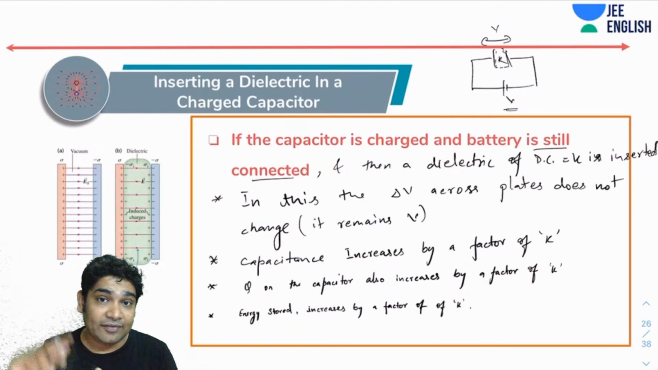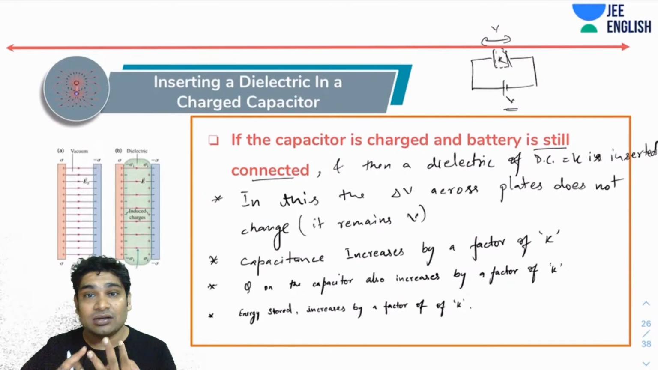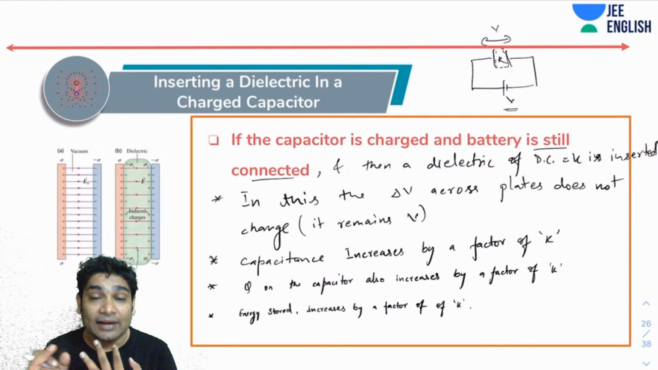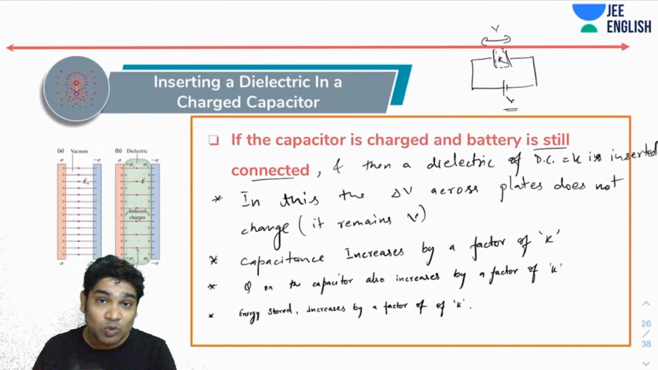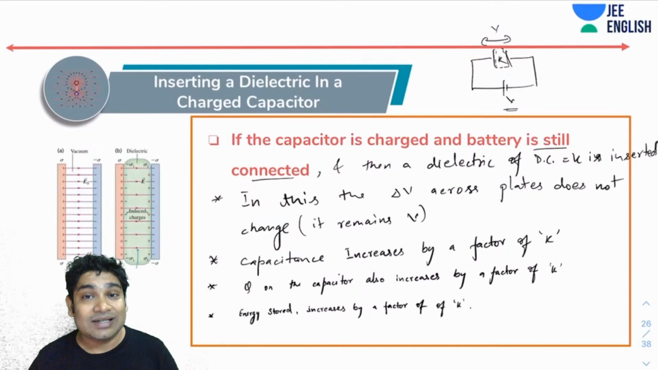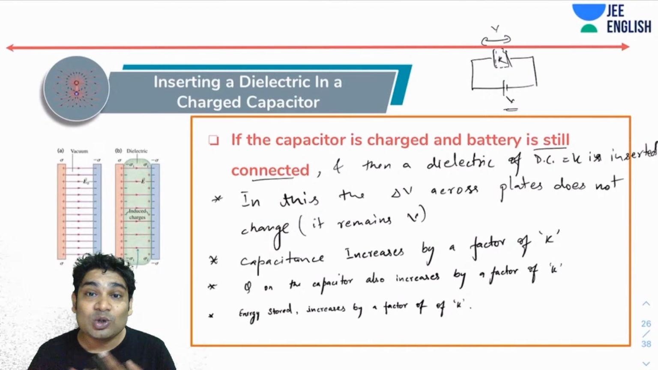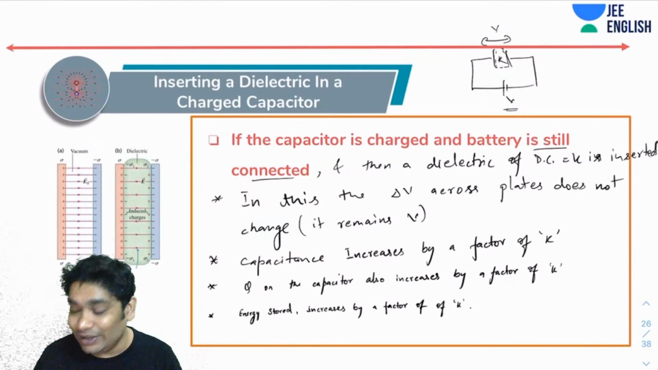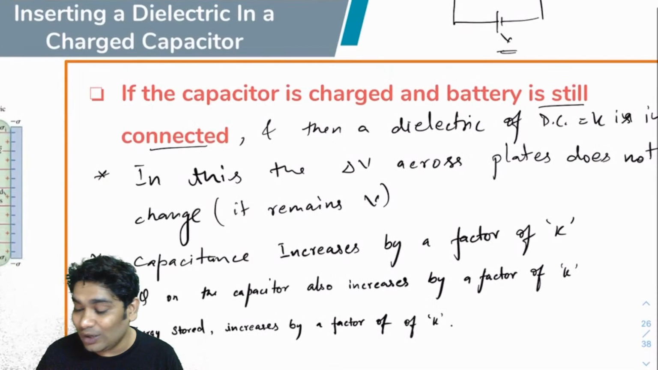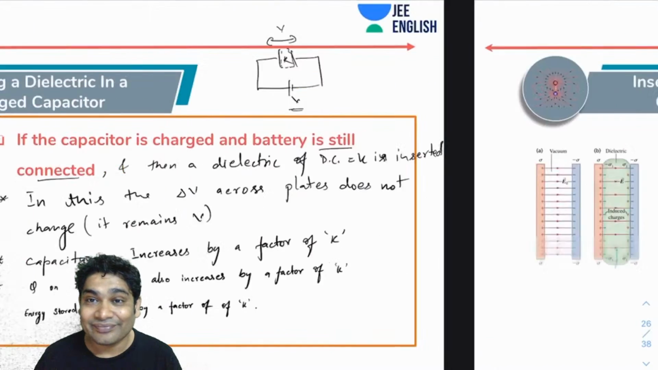We already know that if the dielectric is inserted, the capacitance would increase. The charge in this case will increase. Why? There is a battery, so the plates will draw extra charges from the battery and increase their charges. Now, since the capacitance has increased, and the potential difference remains the same, the net energy stored would also increase by a factor of K. Alright, so please remember this.